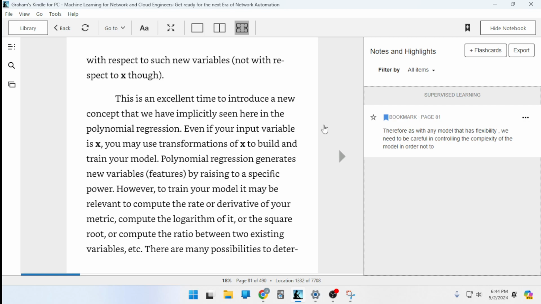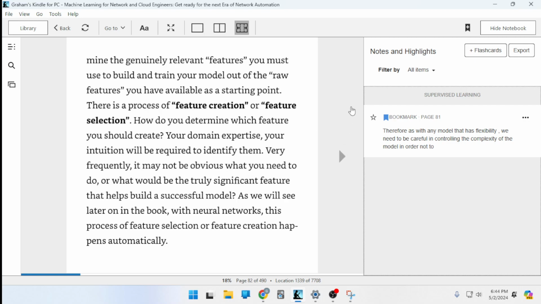Polynomial regression generates new variables, features, by raising to a specific power. However, to train your model, it may be relevant to compute the rate or derivative of your metric, compute the logarithm of it, or the square root, or compute the ratio between two existing variables, etc. There are many possibilities to determine the genuinely relevant features you must use to build and train your model out of the raw features you have available as a starting point.